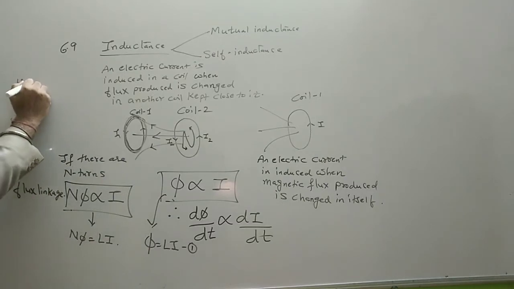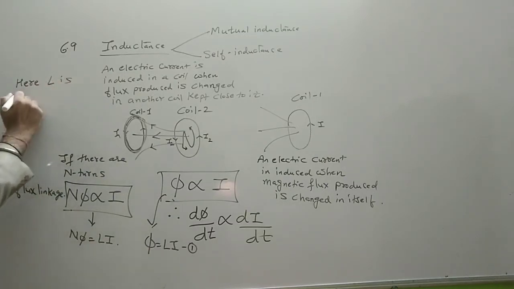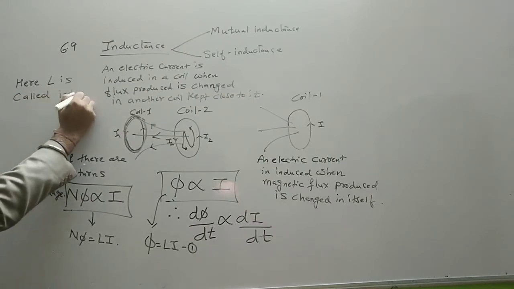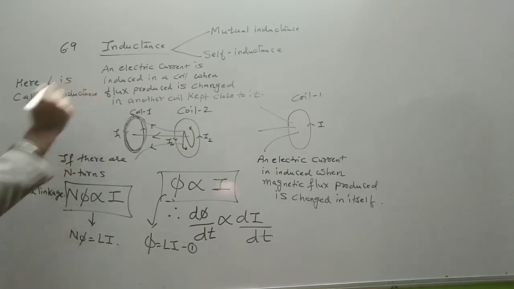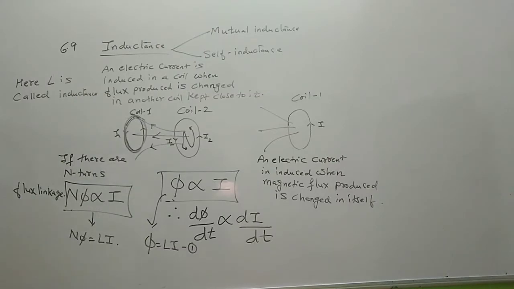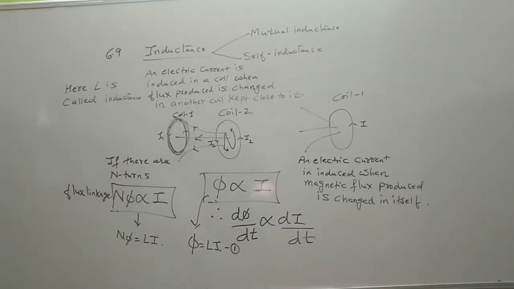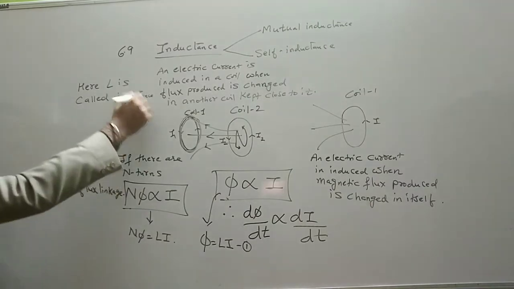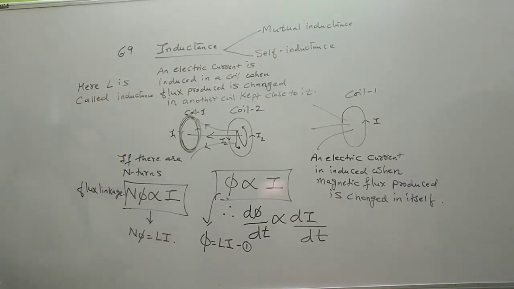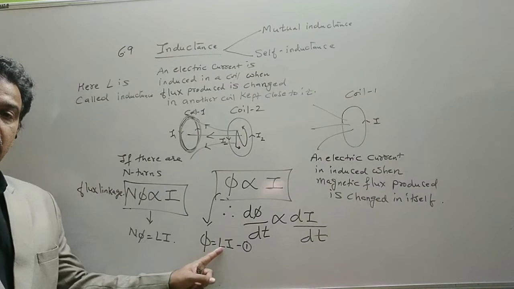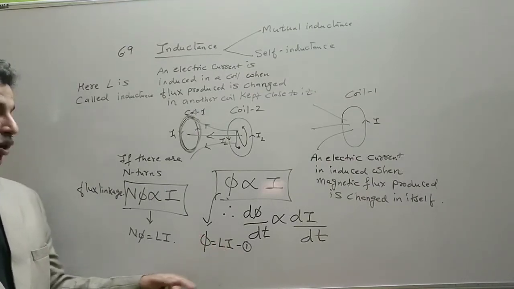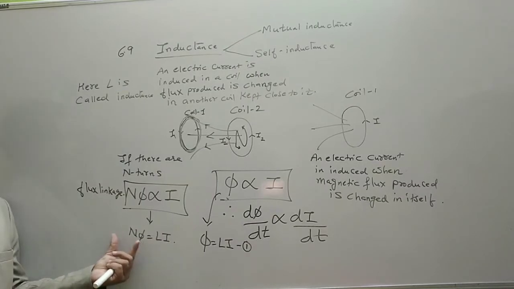Here L is called inductance. Then we will have two terms, mutual inductance and self-inductance. So here L is called inductance. Inductance can be defined as the ratio of the magnetic flux to the electric current, or the ratio of the flux linkage to the electric current.